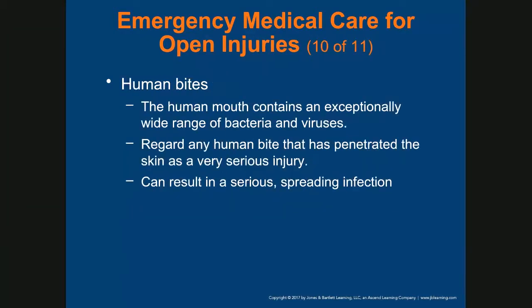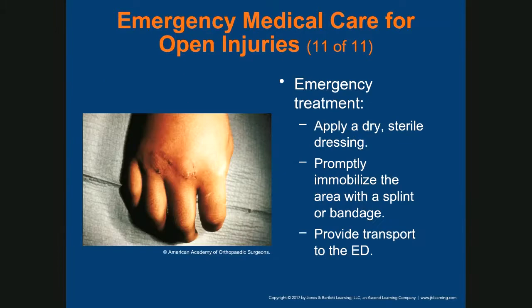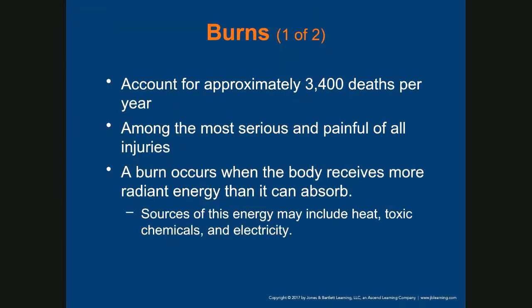Human bites. The human mouth contains an exceptionally wide range of bacteria and viruses. Regard any human bite that has penetrated the skin as very serious, and it can result in a serious infection and spread as well. So, emergency treatment. Apply dry sterile dressing, promptly immobilize the area with a splint or bandage, and transport them to the emergency department. And that's it for your soft tissue injuries.